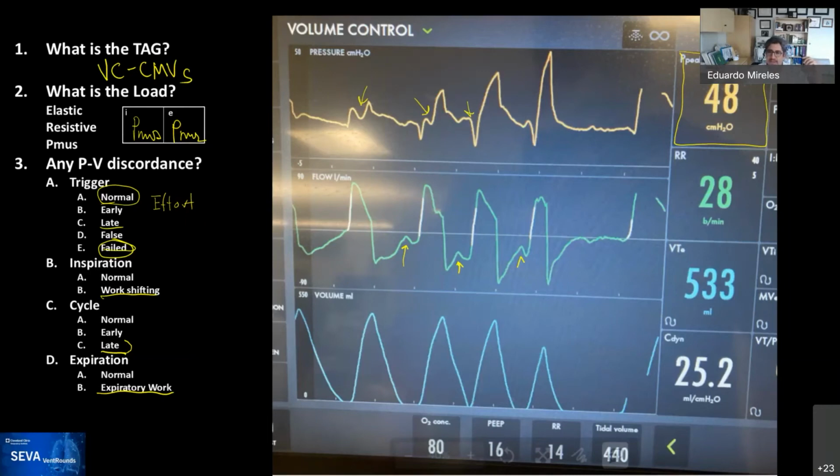All righty. Great job. As you saw, we progressed through different ways of seeing volume control and how it interacts with increased resistance, increased elastance, and with PMUS. So this gives you the whole gamut of volume control interactions with the ventilator. And in this last one, you can see early trigger, increased trigger effort, work shifting, severe work shifting, late cycle, early cycle, and expiratory work. So you took a shower of knowledge in volume control.